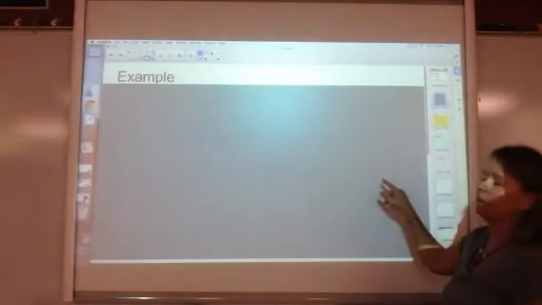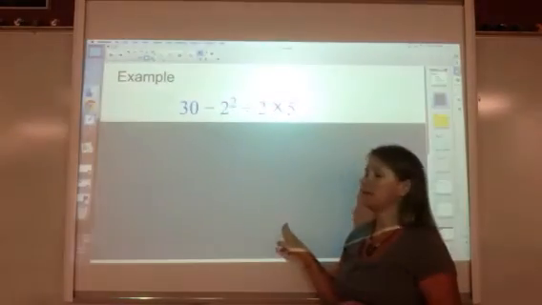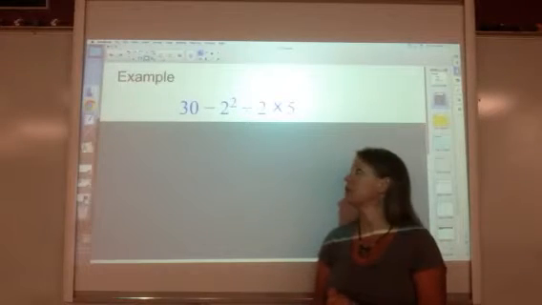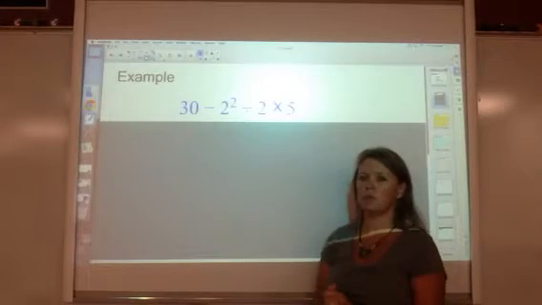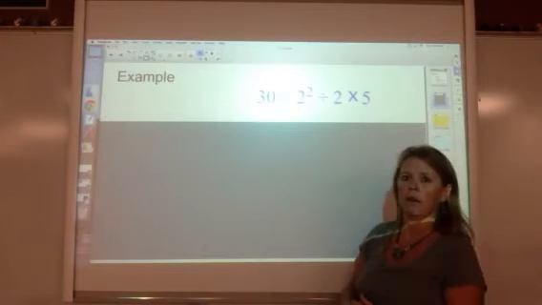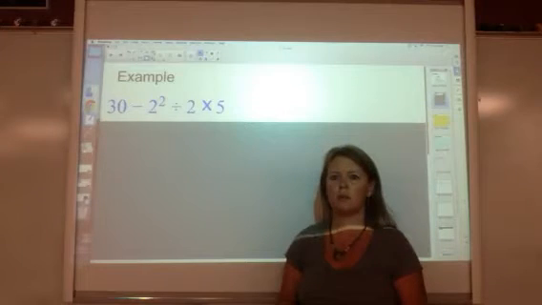An example. Reminder again to pause the video as you need to make time to write down the examples. Here would be an example where you need order of operations. 30 minus 2 squared divided by 2 times 5. And I apologize again if that's in the glare. Maybe that's worse. I don't know. 30 minus 2 squared divided by 2 times 5.